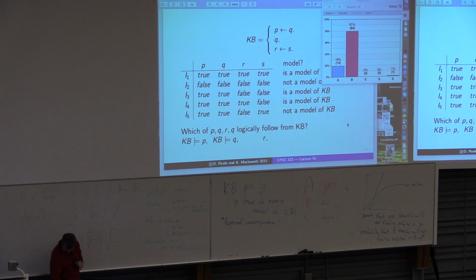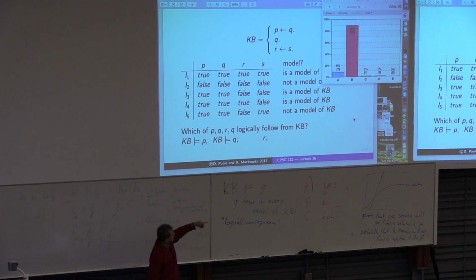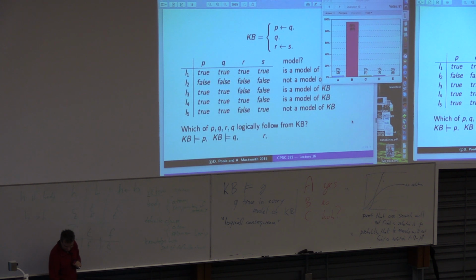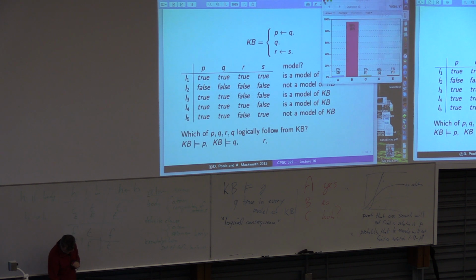What's the answer here? And the answer is no. There is a model in which it's false. We can see one there, namely model I3 is a model in which R is false. Okay, so there is a model in which it's false. I3 is one of them. And therefore, we should be able to do the last question easily.